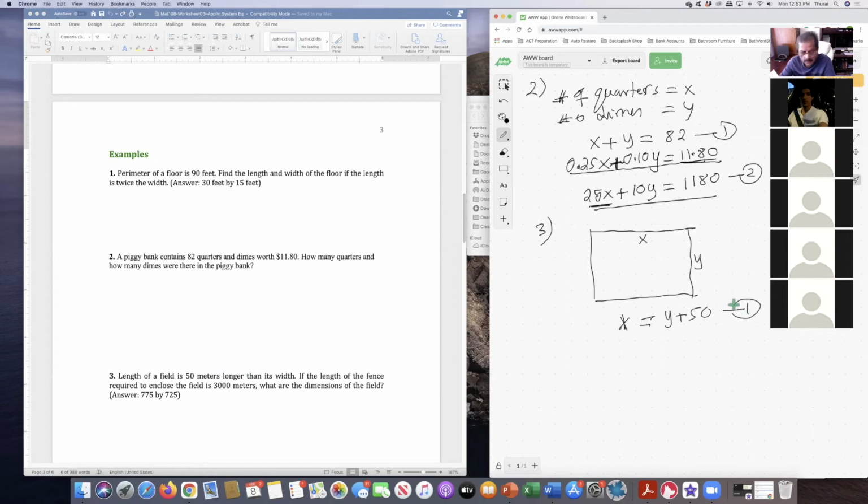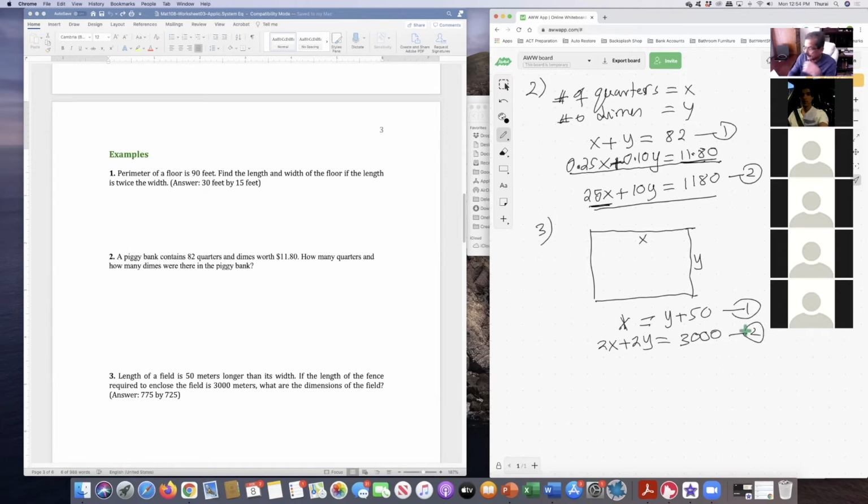That's our equation. The second equation: the length of the fence required to enclose the entire field is 3,000 meters. That's essentially saying the perimeter is 3,000. The length of the fence you need to put around the field is the same as saying perimeter is 3,000. So what would that equation be? Anybody? 2x plus 2y equals 3,000. Right, very good. So that's our second equation.